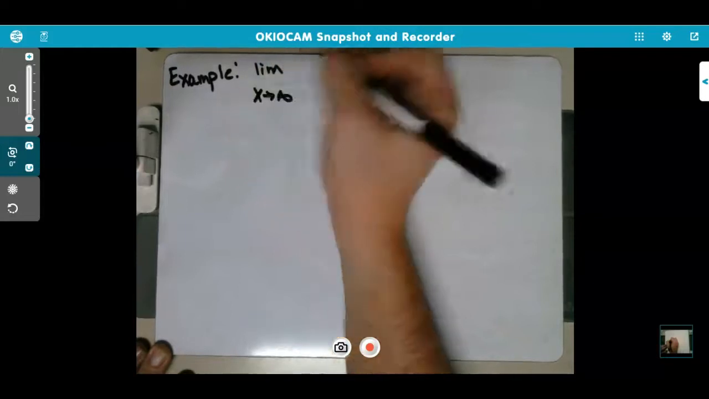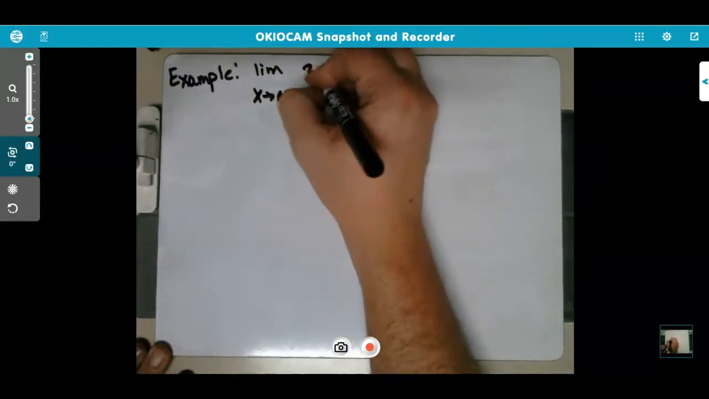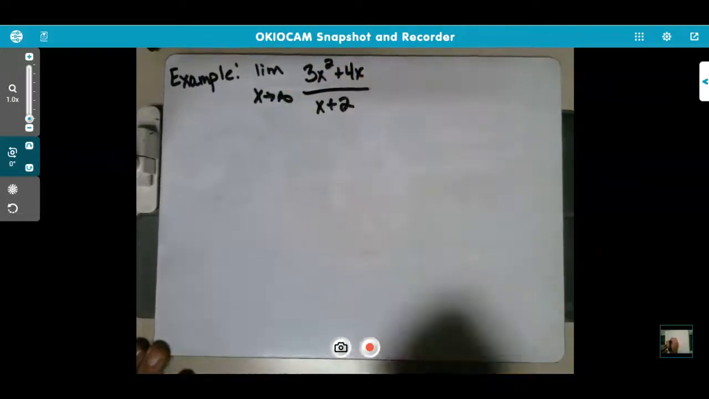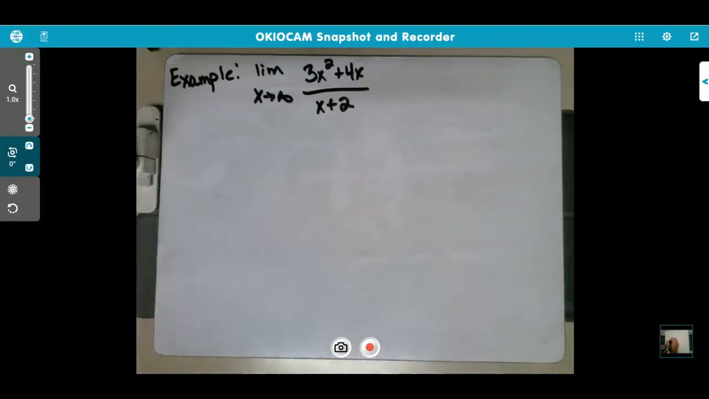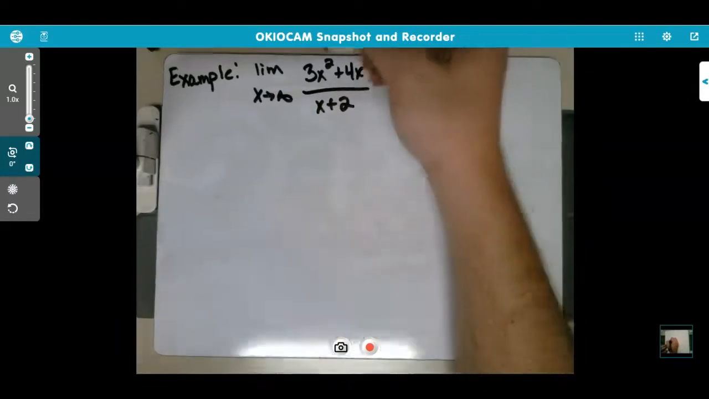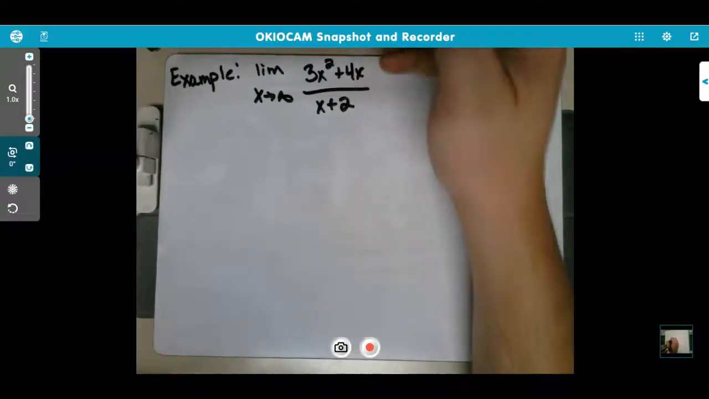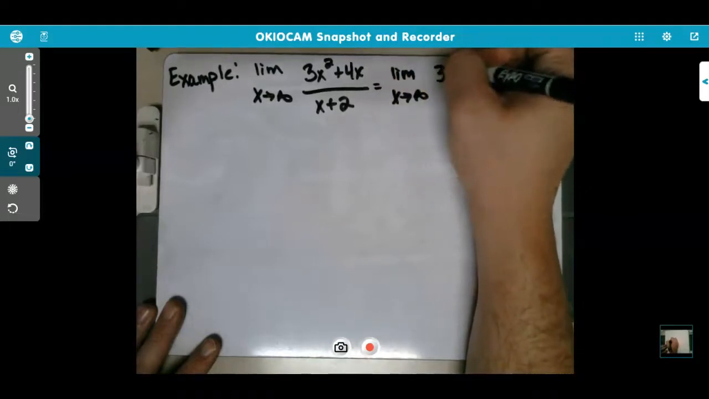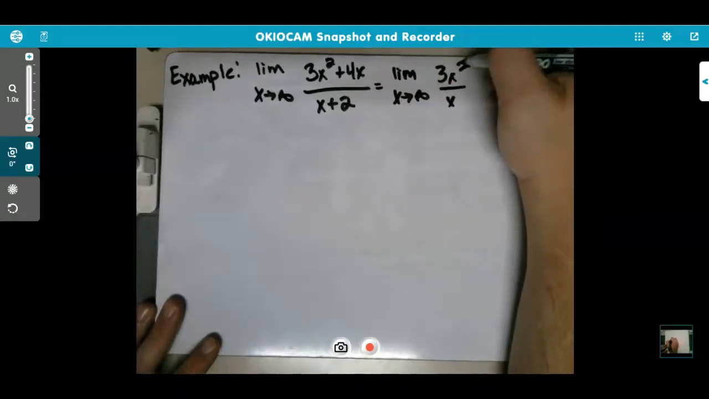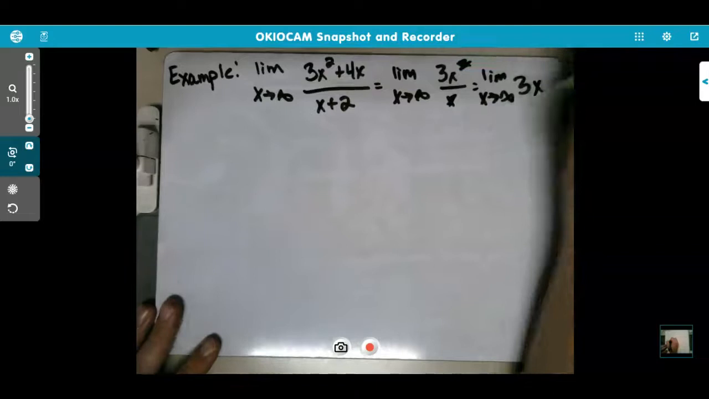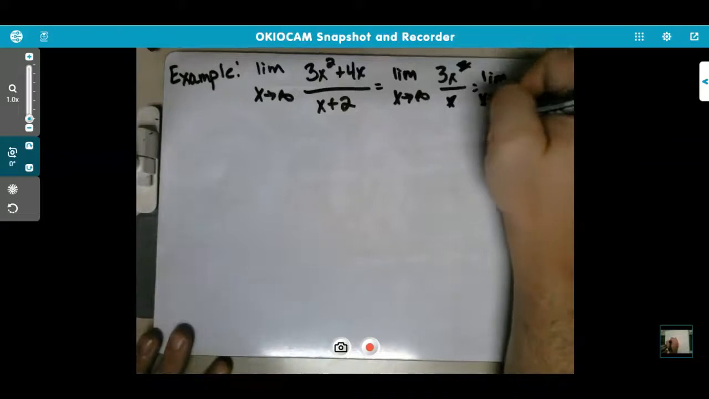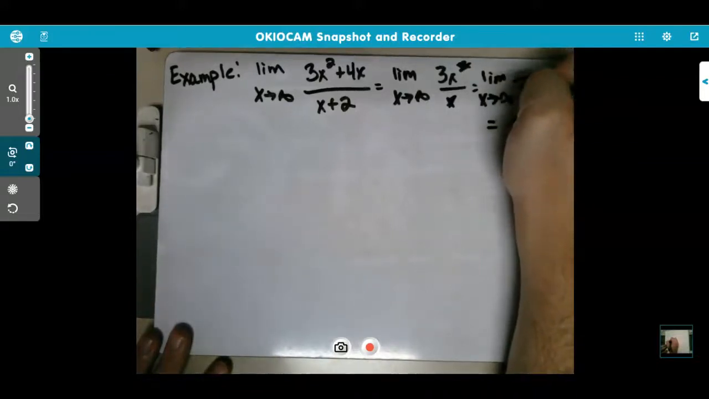Limit as x approaches infinity of (3x squared plus 4x) over (x plus 2). So let's think here about this. Again, I only need the largest one. The largest one on top is 3x squared. Largest one on the bottom is x. I can cancel out 1x, which gives me the limit as x goes to infinity of 3x. Well, that's 3 times a thing that's really big, which is going to be very big. So that's going to give us infinity.